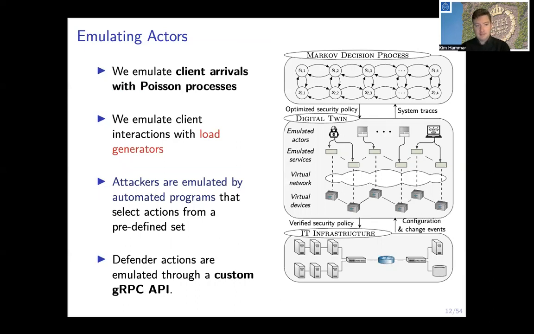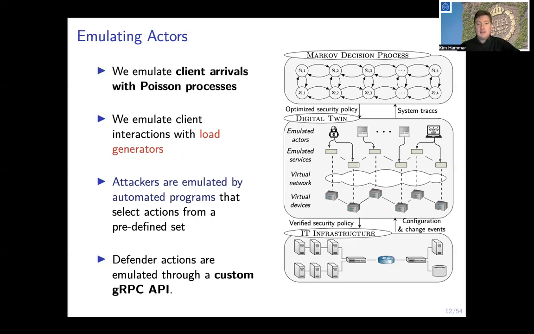To emulate clients, we use a Poisson arrival rate, and then we have load generators to generate requests that the clients send to the infrastructure or the services. To emulate the attacker, we utilize pen testing tools like Metasploit and Nmap to create automated scripts for attacking the system. And finally, to emulate the defender, we have developed a custom API which allows us to automate common blue team operations like migrating nodes, updating firewalls, certificates, flow tables, and so on.